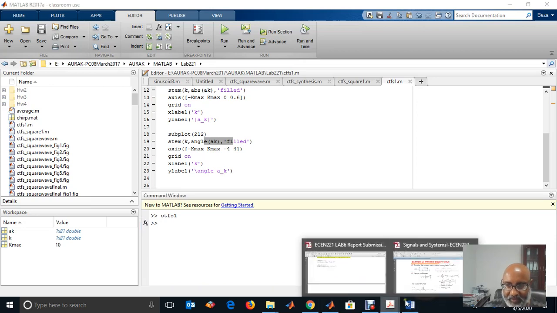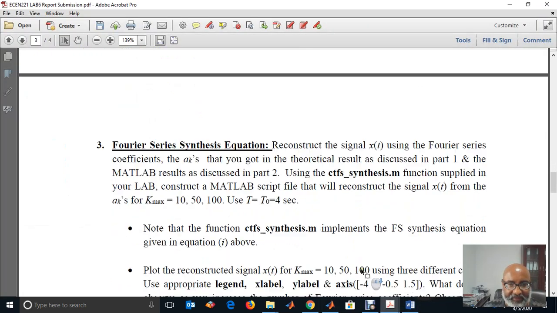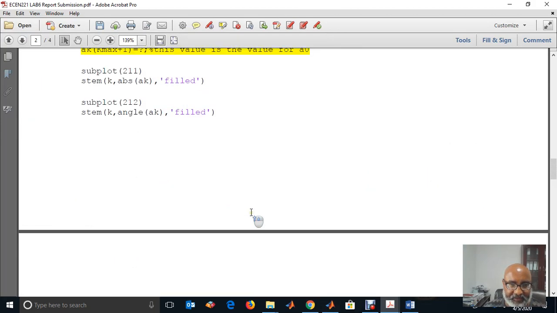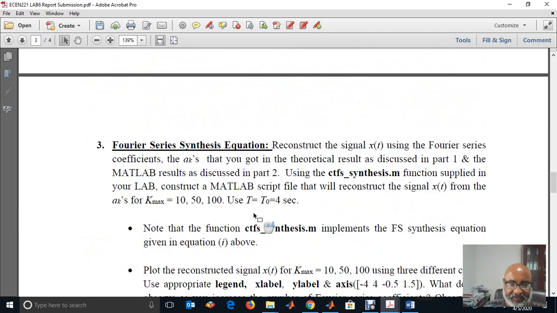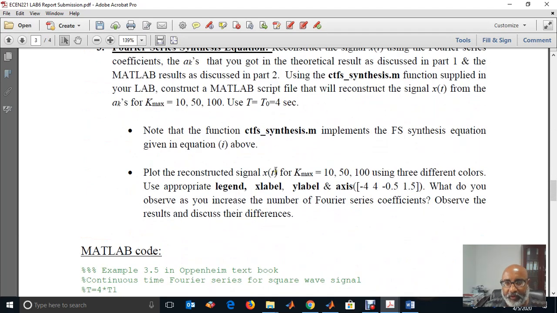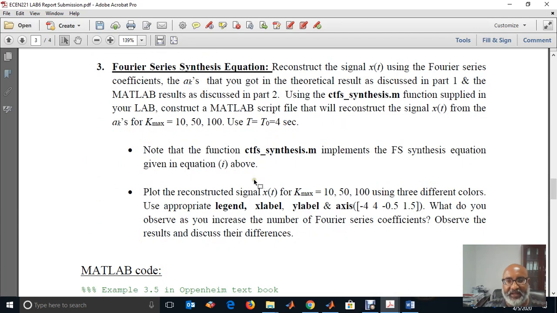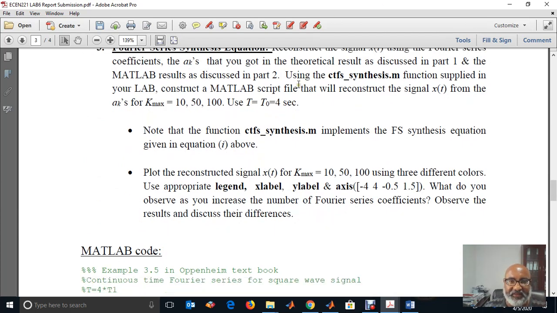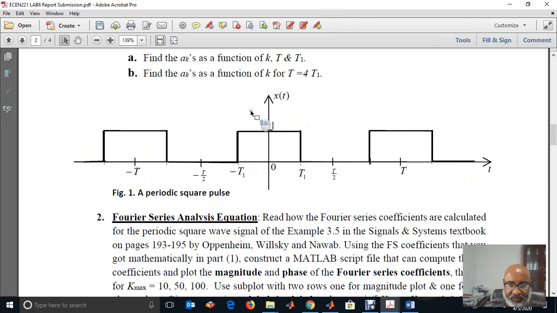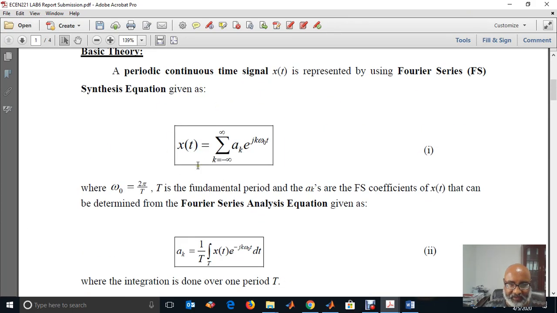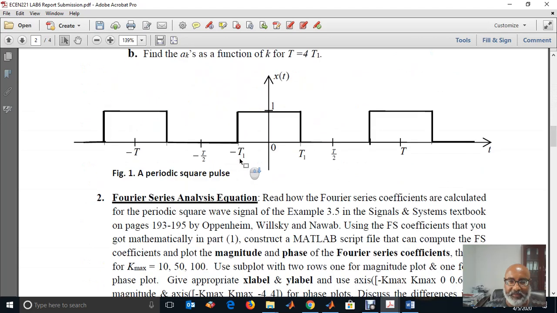Okay, now what about the next part? Actually, the third part. The first part is the theoretical, the second is the MATLAB. In the third part, we will try to reconstruct the signal from its Fourier series coefficients, AKs. Basically, we will use this formula: x of t equals the summation of AK e raised to jk omega naught t, from k equal to minus K max to K max, because we can only have a finite value when we are implementing it in the computer.